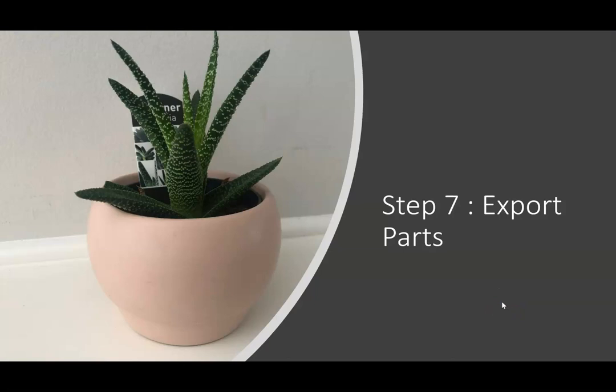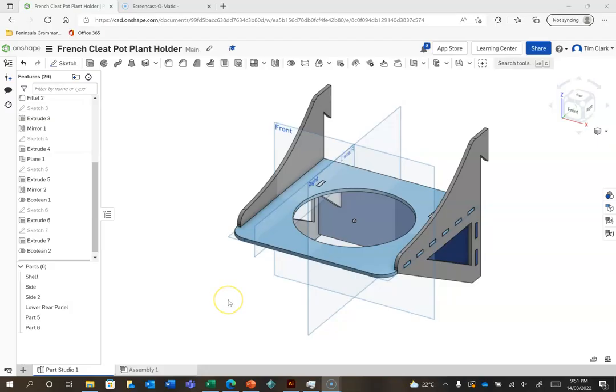So exporting our parts involves exporting them as DXF files, which we can then take into Adobe Illustrator and set up for laser cutting. Now, while I'm sure that there are symmetrical pieces in this, like this is the same as this piece, I'm going to export one for each part. So let's do this systematically because this is a slightly complicated setup. So we're going to make sure that we've got one per part. So I'm going to work through systematically.